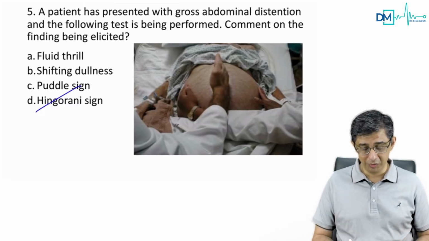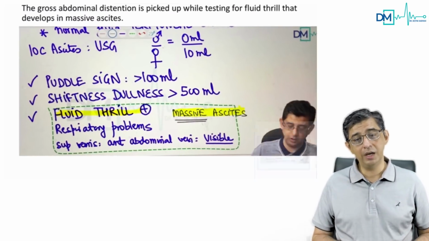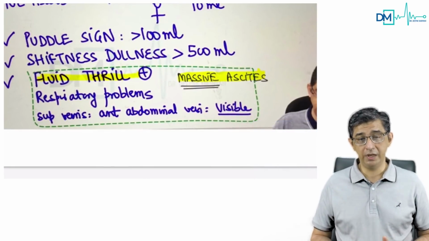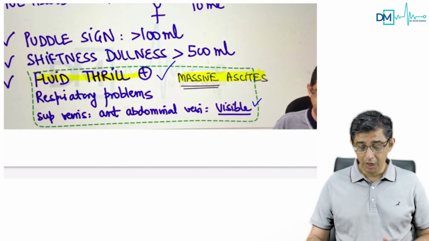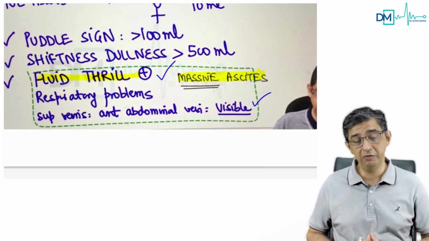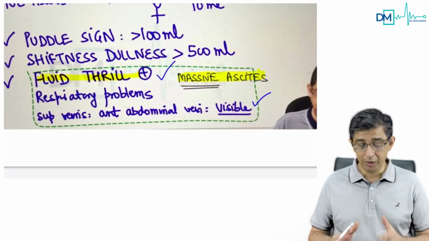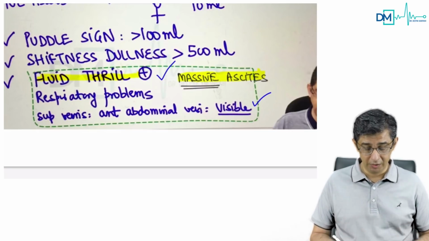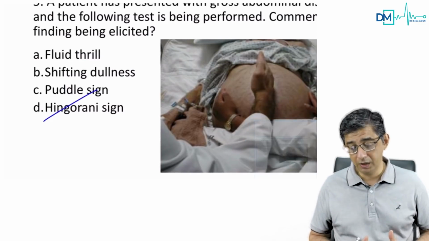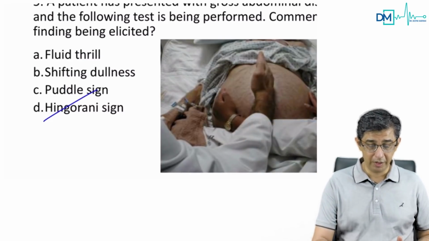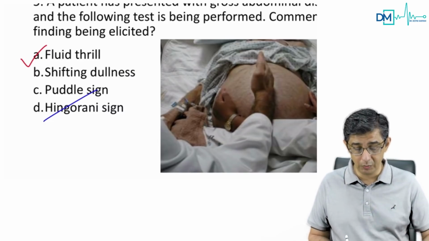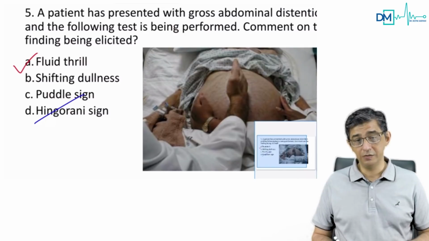So what are you checking for? You're checking for what I've highlighted in the app section. You can see here I'm discussing massive ascites. In massive ascites, there will always be a fluid thrill. The superficial veins on the abdomen will be very much visible. So the bottom line is that in massive ascites, you can see the gross abdominal distension, this person would be having a fluid thrill present, and this heralds a bad prognosis because this can contribute to abdominal compartment syndrome. This image-based question, the answer is fluid thrill.